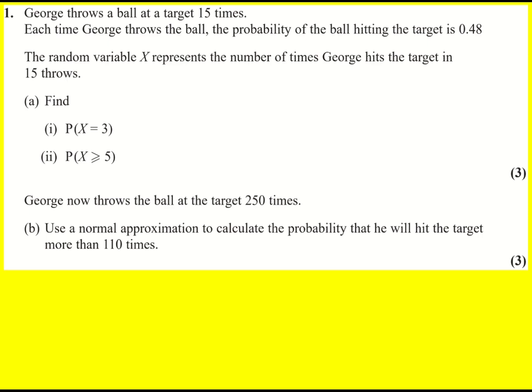George throws the ball at a target 15 times. Each time he throws the ball, the probability of the ball hitting the target is 0.48. And the random variable X represents the number of times George hits the target in 15 throws. So we have a fixed number of trials, we have a fixed probability of success, either success or failure, and we're going to assume the trials are independent. This is a binomial distribution. Parameters 15, 0.48.